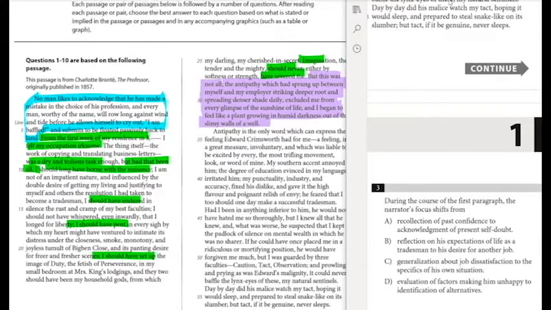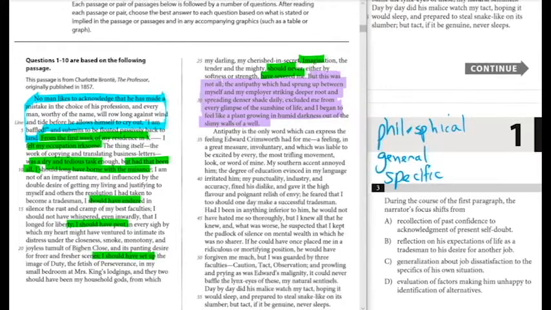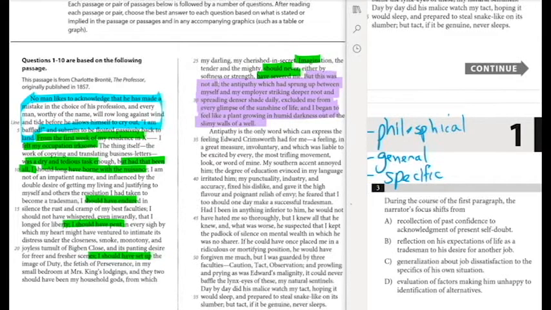So just to reiterate, the passage starts with a very philosophical reflection. Then it goes on to a very general discussion of what the narrator would have done in similar circumstances. And finally, it goes on to the specific problem that happened in this story, which is that the narrator's employer had a thing against him. So this all matches choice C, generalization about job satisfaction to the specifics of his own situation.